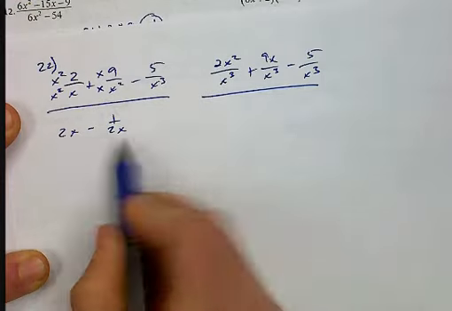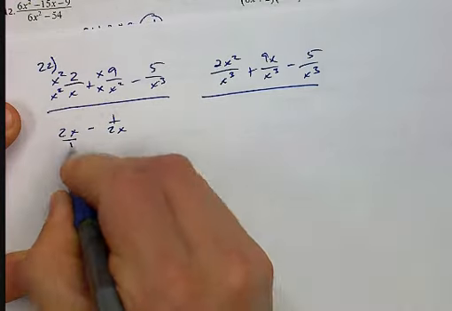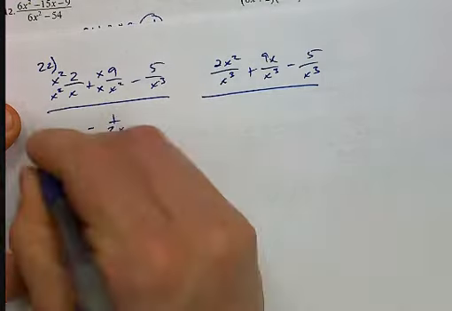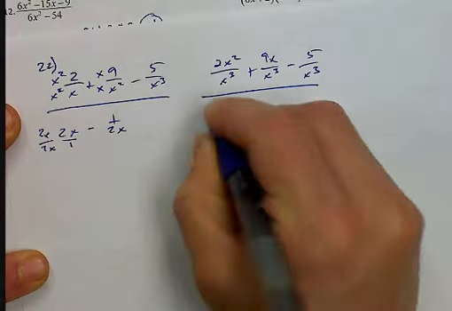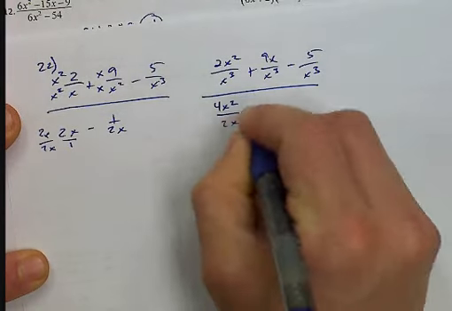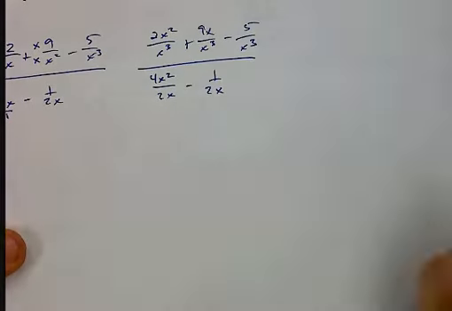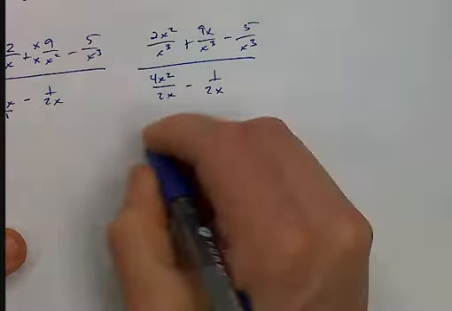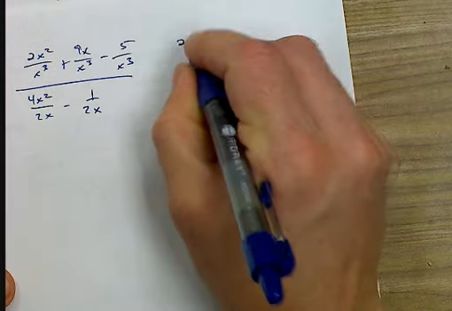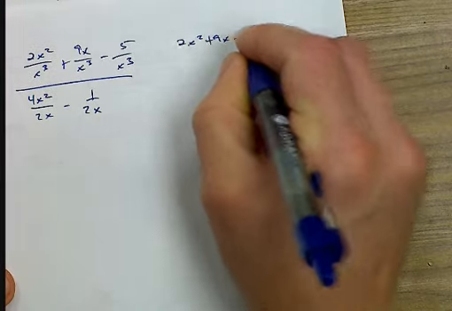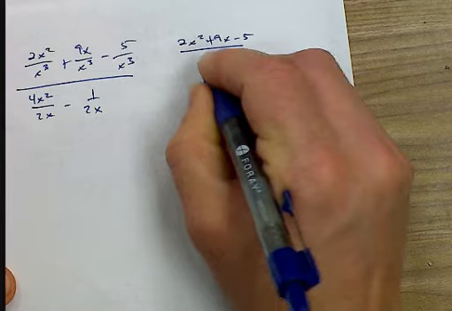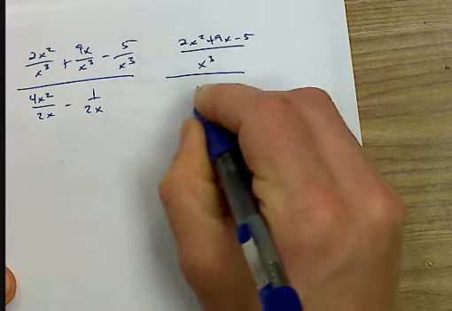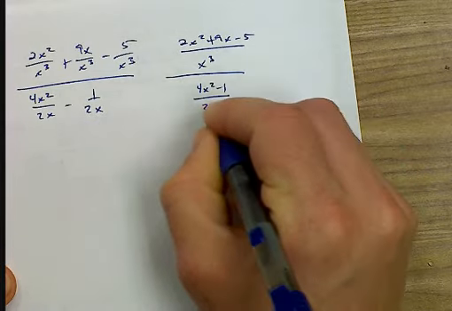I'm going to do the same thing down here. I want to get a common denominator. This is currently over 1, so I'm going to multiply this by 2x over 2x. So I get 4x squared over 2x minus 1 over 2x. So now I'm going to put my fractions together. So in the numerator now, what I have is 2x squared plus 9x minus 5 over x cubed. And then in the denominator, I have 4x squared minus 1 over 2x.